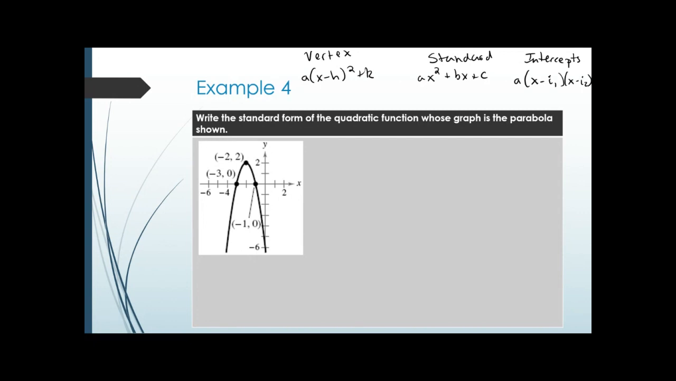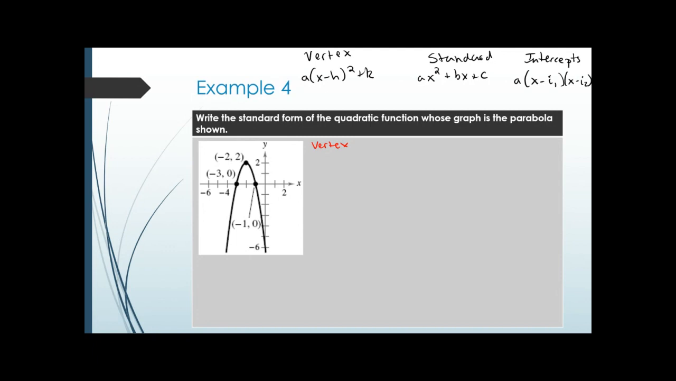In our graph, we're given the vertex. We know h and k, and we know the intercepts. So it's our job to figure out what a is, and we can do either one. So I'm going to do it two ways, and you should get the same answer both ways. But I'm going to start with the vertex, because when it says standard form, that could potentially be what the question is asking about.